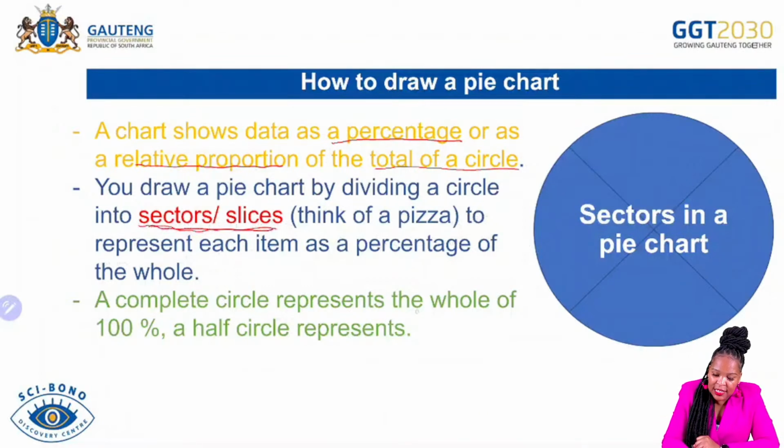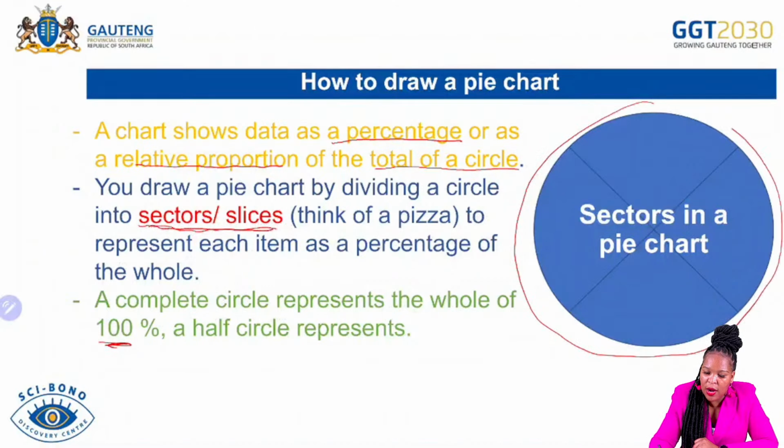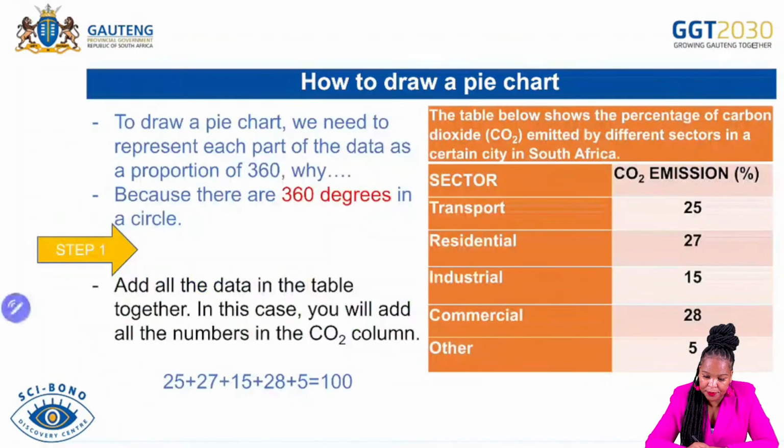Now, a complete circle represents a whole 100%. So we know this will be a whole 100%, but in degrees, it will be your 360 degrees. So you must make sure that your 100% fits into the 360, and then half of a circle will be your 50%. Then we will talk about that.